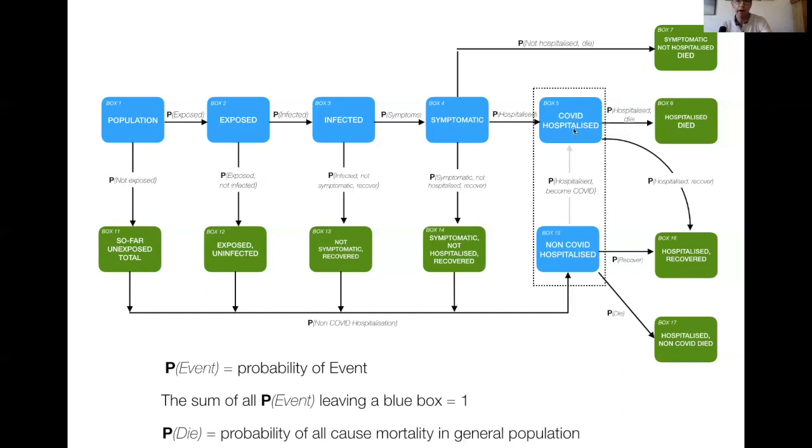Putting it the other way, if I know the number of people in box 5, and I know the ratio, the probability of being hospitalized if you're symptomatic, I can, by effectively a process of division, go backwards. So for example, I know that for every 100 people that are symptomatic, 20 end up in hospital. So 100 there in box 4, 20 in box 5. That 100 to 20, that's a fifth.